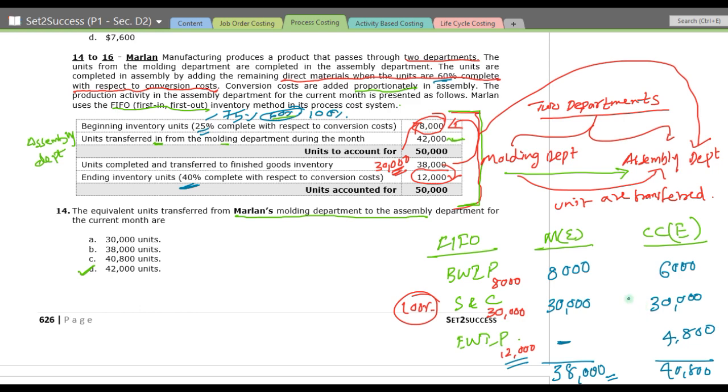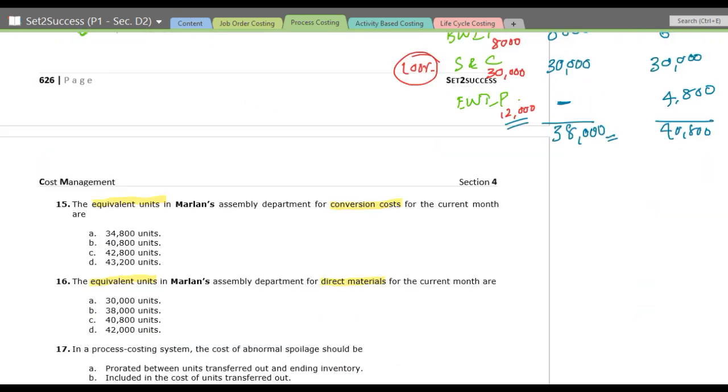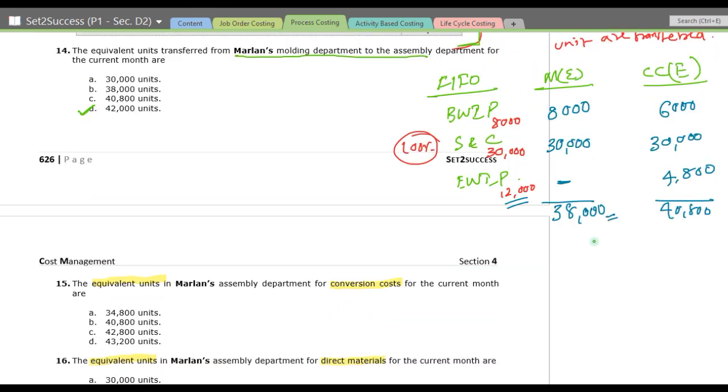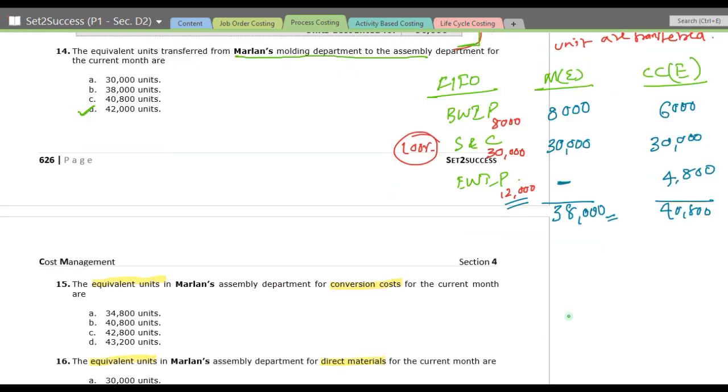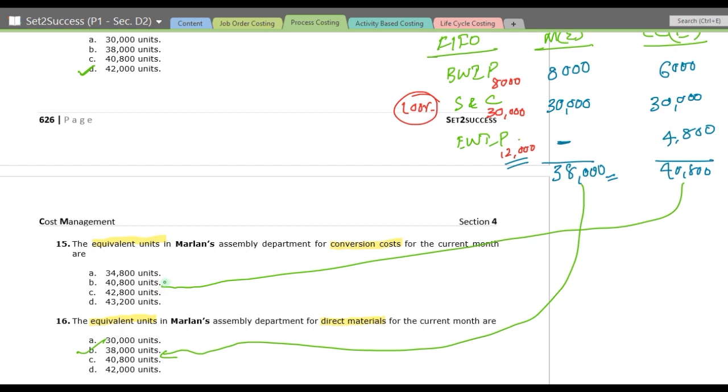Now let us see. For material it is 38,000, that is B, and for conversion cost it is 40,800.